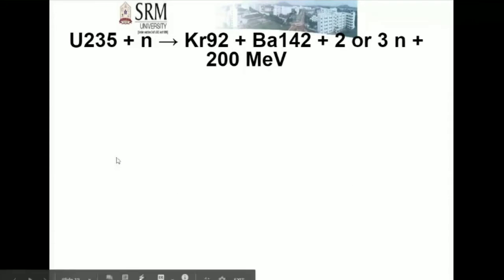This is the balance expression for this. Uranium-235 being collided by a neutron gets absorbed and becomes uranium-236. It is highly unstable, so it is split into barium and krypton. Then 2 to 3 free neutrons are liberated along with heat energy.